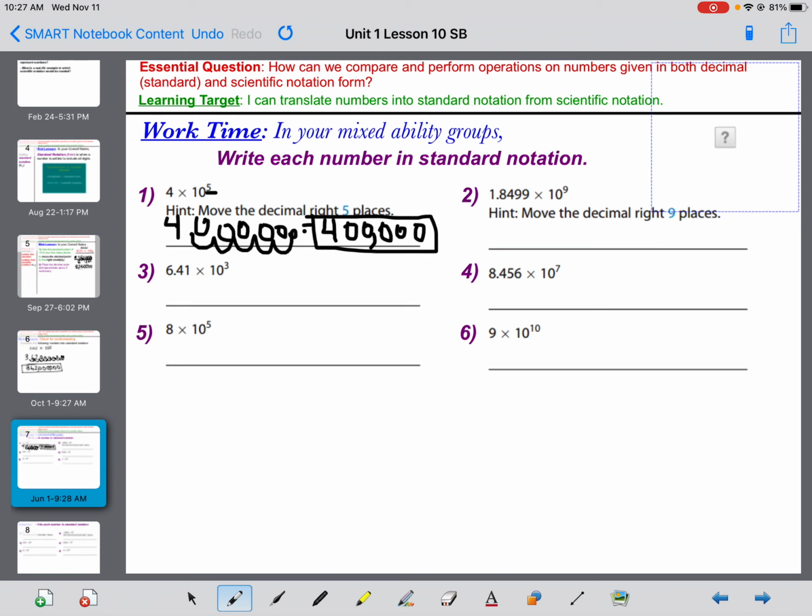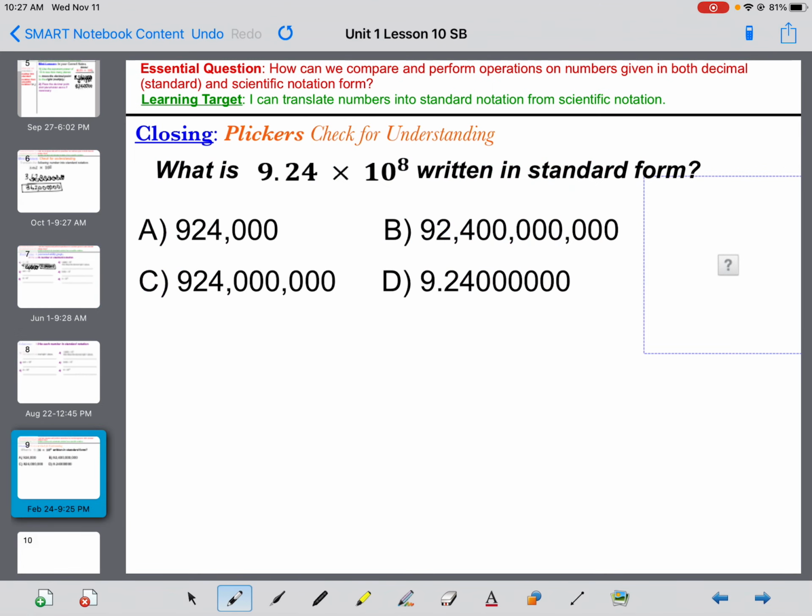Copy the rest of these problems, and we are making you complete the rest of these problems in your Cornell notes, as well as completing this closing question. Please make sure that your answer is written very clear for us to see whether the answer choice is A, B, C, or D. Thank you, and have a great day.